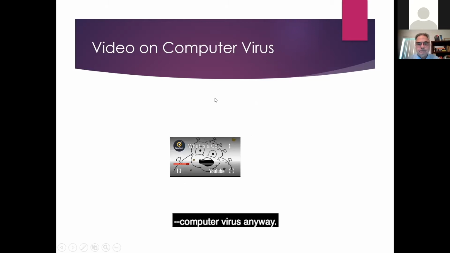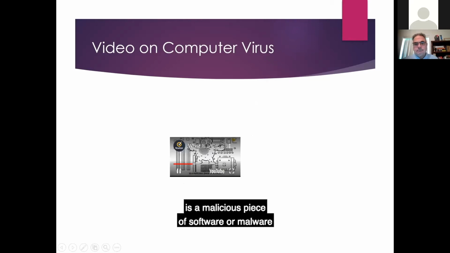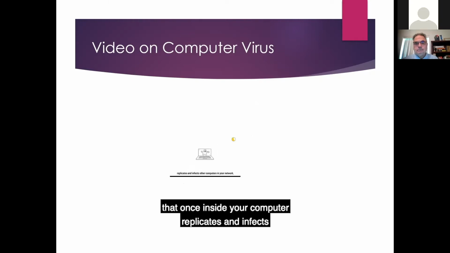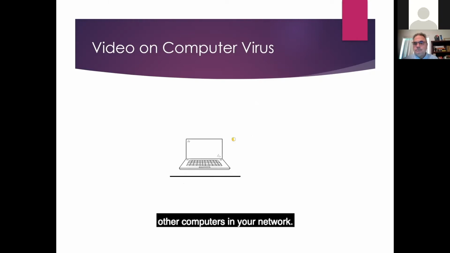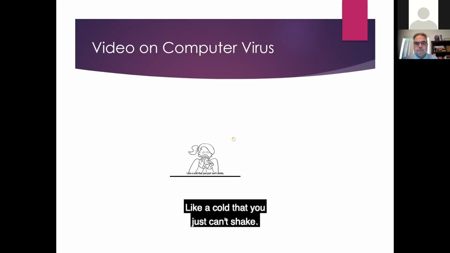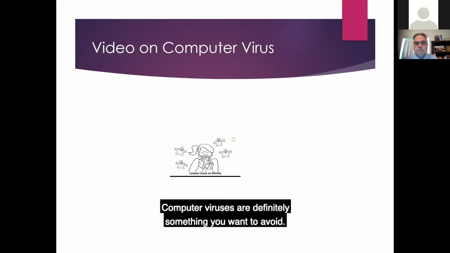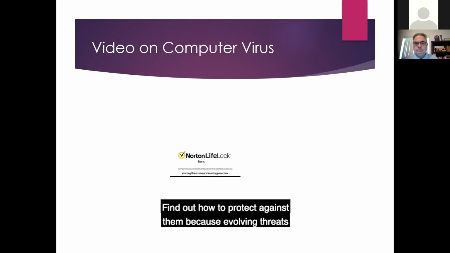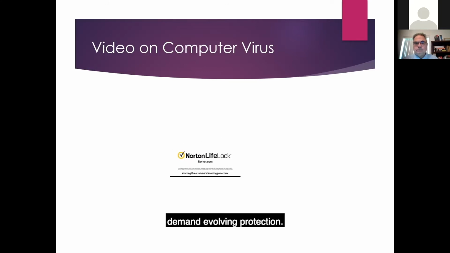Computer virus anyway. The definition of a computer virus is a malicious piece of software or malware that once inside your computer replicates and infects other computers in your network, stealing passwords or data, logging keystrokes, corrupting files, spamming your contacts, or even taking over your machine. Like a cold that you just can't shake, computer viruses are definitely something you want to avoid. Find out how to protect against them, because evolving threats demand evolving protection.